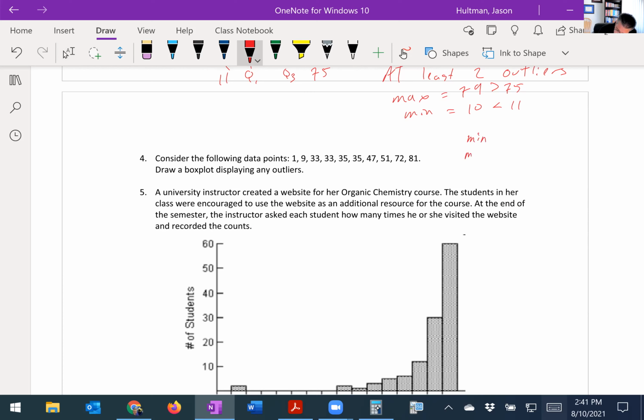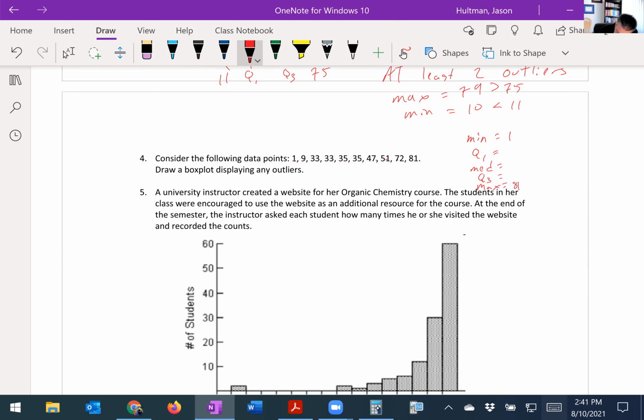The min, the Q1, the median, the Q3, and the max. Okay, let's figure out what these are. The minimum is 1. The maximum is 81. Q1 is going to be what? Let's find out how many values there are here: 1, 2, 3, 4, 5, 6, 7, 8, 9, 10 values.